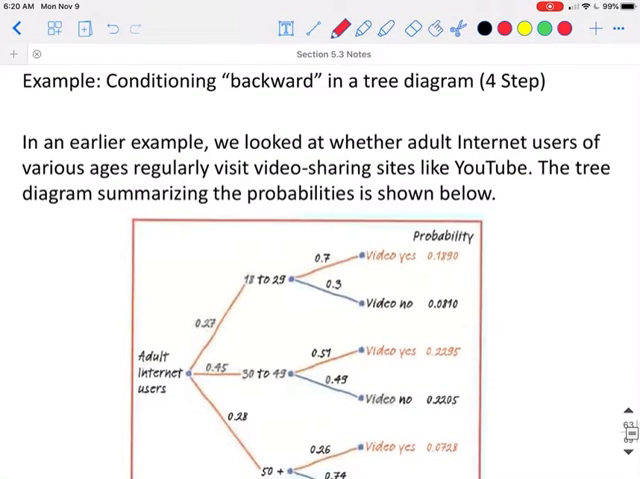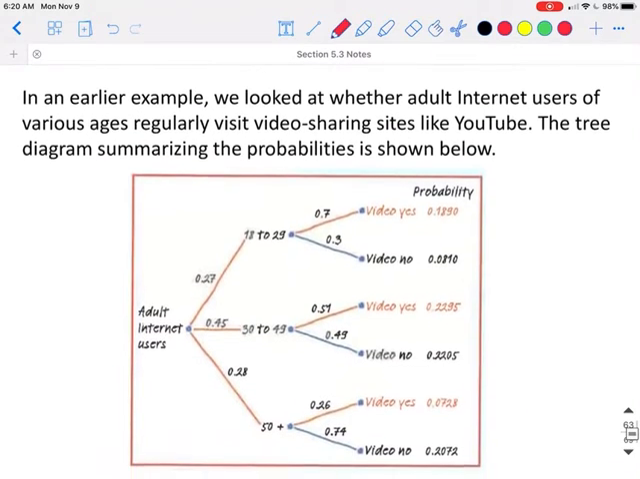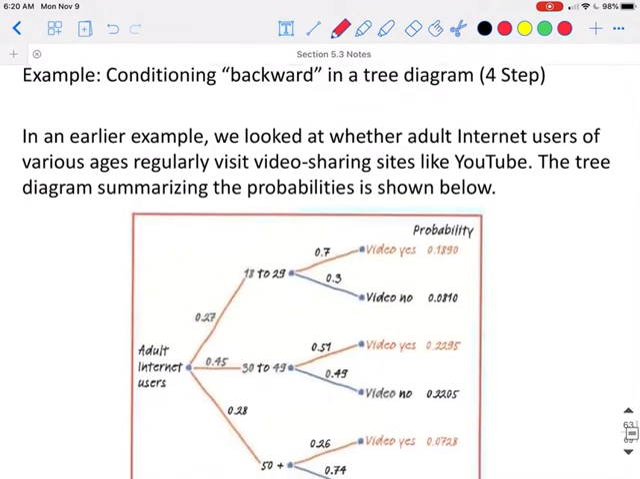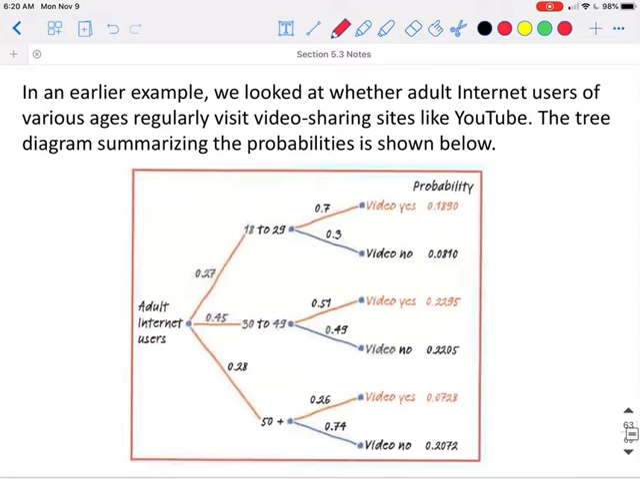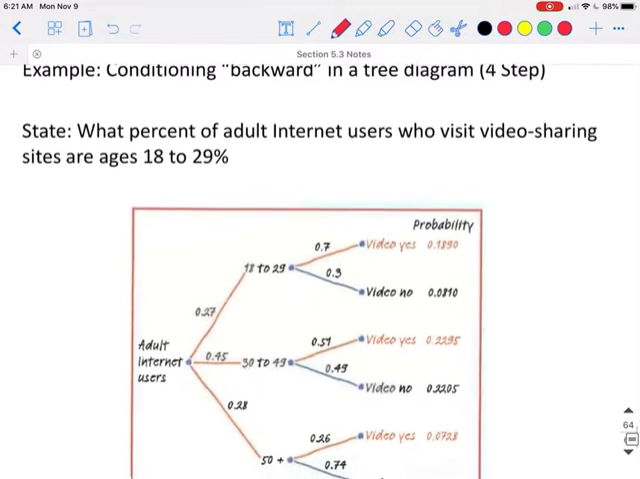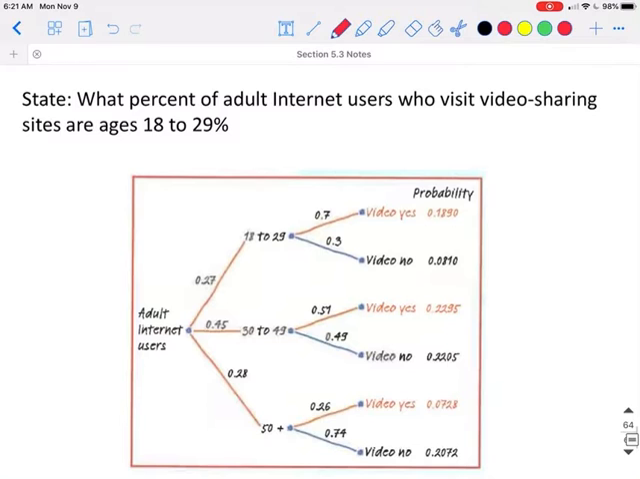All right, we're going to use a tree diagram backwards, and we are going to do a 4-step process for this example. So in an earlier example, we looked at whether adult internet users of various ages regularly visited video sharing sites like YouTube. The tree diagram summarizes the probability, and it is shown below. Well, the first thing we need to do is figure out what we are trying to solve. So our state for this problem could be, what percent of adult internet users who visit video sharing sites are between the ages of 18 to 29?